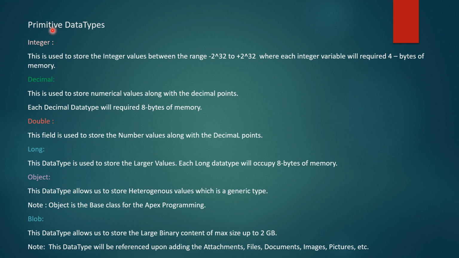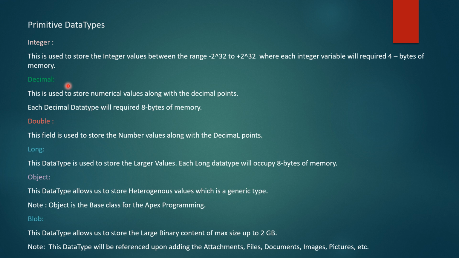So further, when we do some practice, or when I show some examples in Apex, then you can realize what exactly we can use these primitive data types for. Integer, at the moment, stores number values which can range between minus 2 to the power of 32 to 2 to the power of 32, where each integer variable will hold 4 bytes of memory.